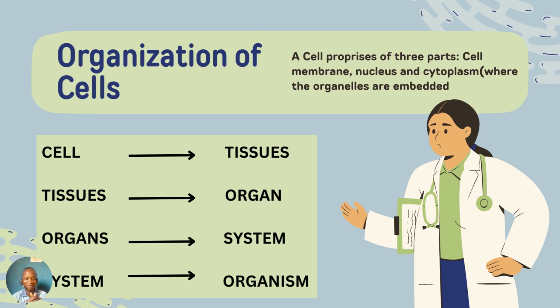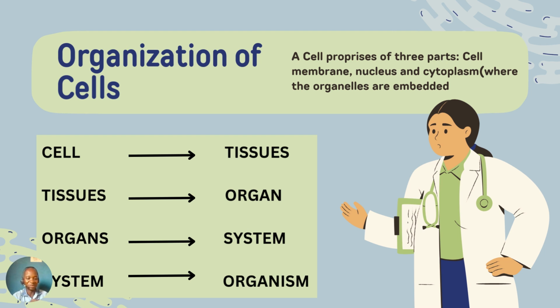Then we look at the organization of the cells. We say that when we organize similar cells that have a similar function, they constitute a tissue. Then when we organize similar tissues, we get organs. When we organize similar organs, we get a system. And when we organize systems, we get an organism.